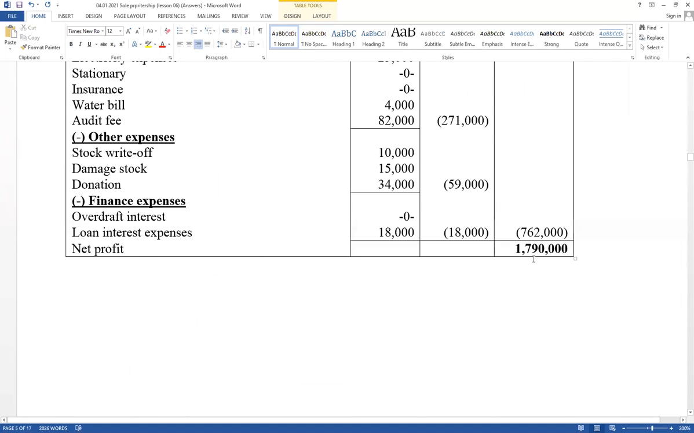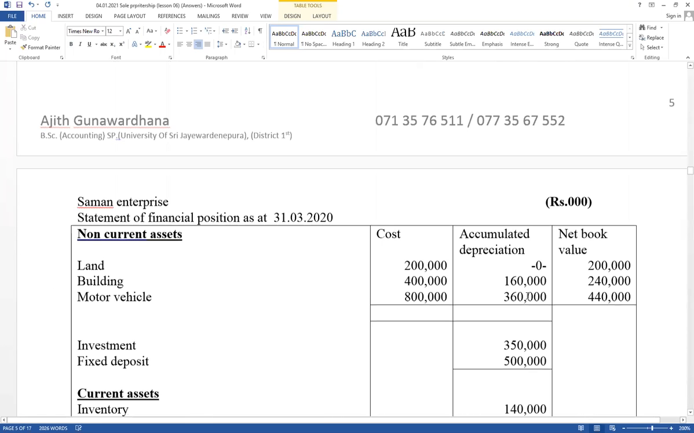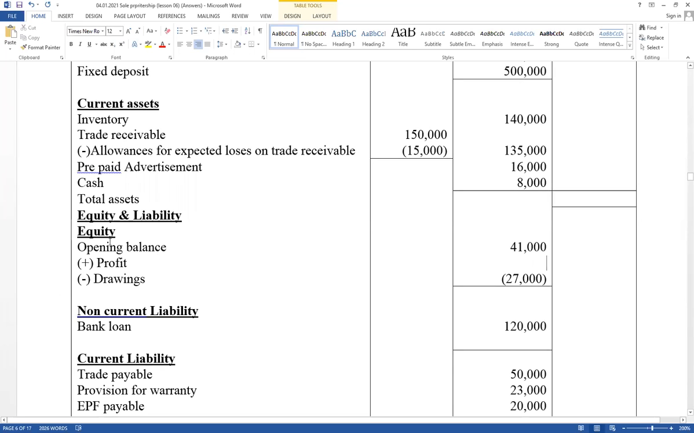Net profit should be included under equity. Therefore, this value should be included under equity. It should be recorded in the statement of financial position, under equity, as profit. Here the plus value equals 1,790,000. If there is a loss, it should be deducted here. If there is a profit, it should be added.